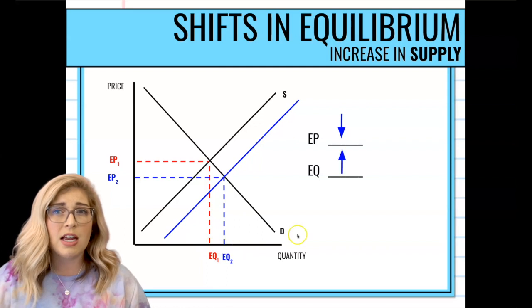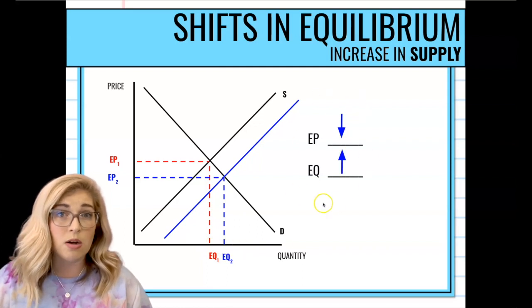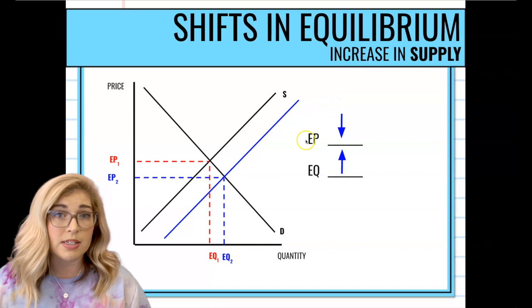So you can see these arrows don't play out like they did with demand. They actually go opposite.